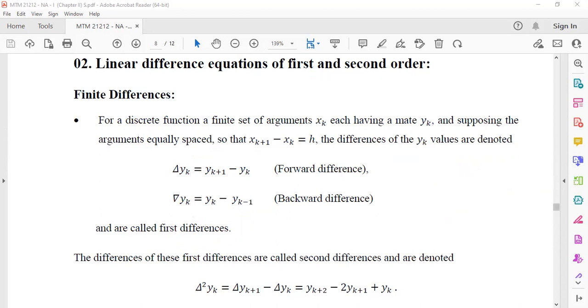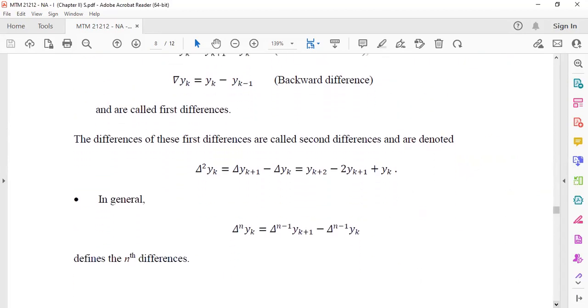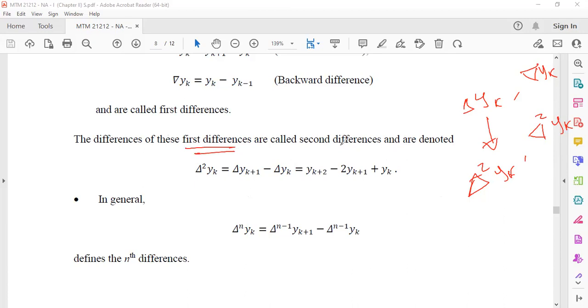Okay, let's continue. Next, let's define the second differences in the same way from the first. As you know, we can define the delta yk first difference, or the backward yk. From this only we're going to define our delta squared yk. That is what we call the second difference. We have to use the difference of these first differences, called the second difference.